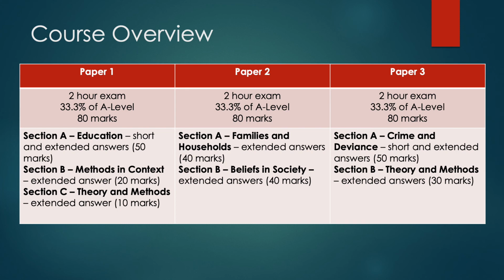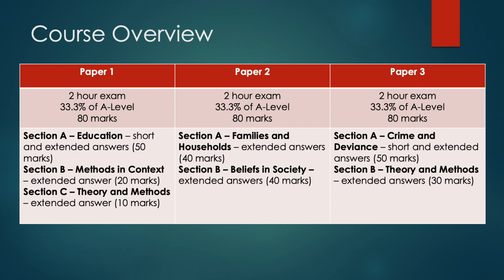This slide gives you an overview of what the course is made up of. So you can see at the end of year 13 you will sit 3 separate papers. In short, there are 4 main topics in sociology, and you can see those main topics in section A of paper 1, education, section A of paper 2, families and households, section B of paper 2, beliefs in society, and section A of paper 3, crime and deviance. They are the 4 main topics that will take up the majority of our teaching time.